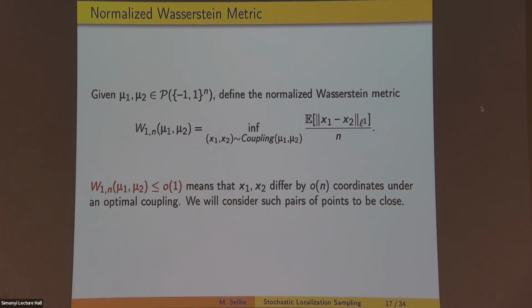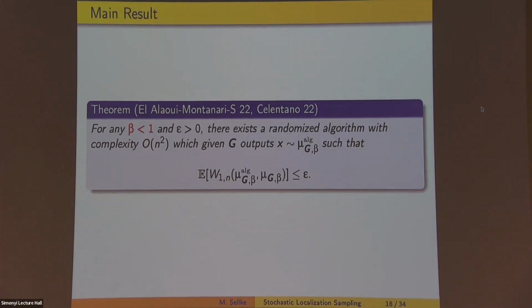Basically it means that I have agreement in most coordinates under an optimal coupling, and we'll consider such pairs to be close. So our main result is that for any beta less than 1, there is an efficient sampling algorithm which succeeds with high probability and expectation, at getting a normalized Wasserstein error less than any epsilon. And what is this expectation on?